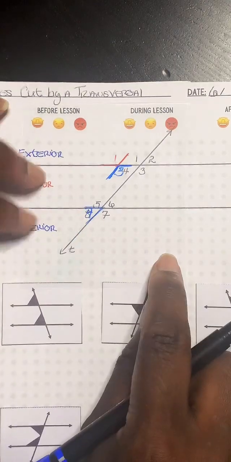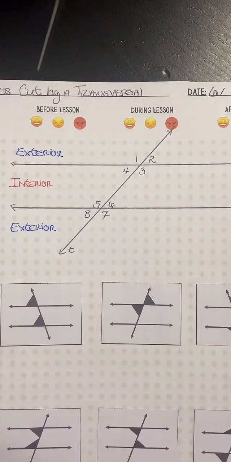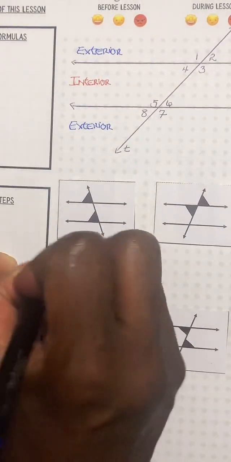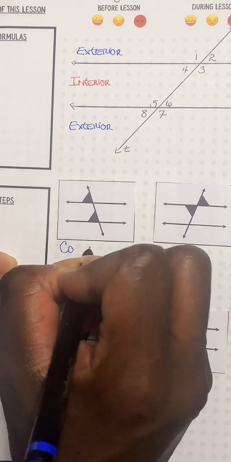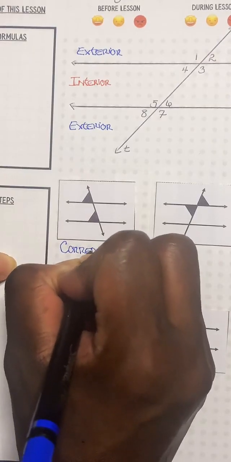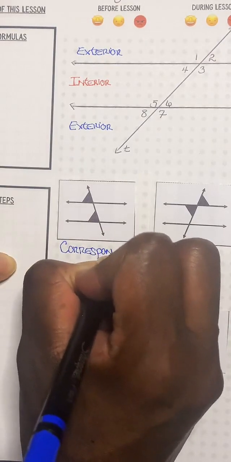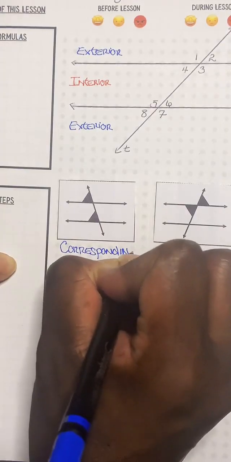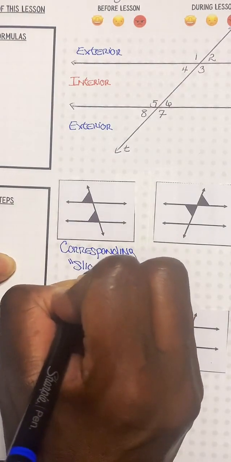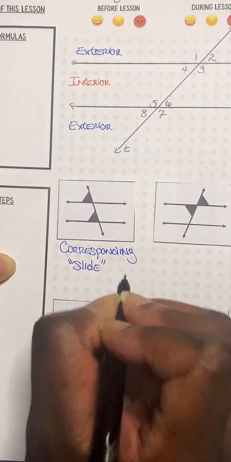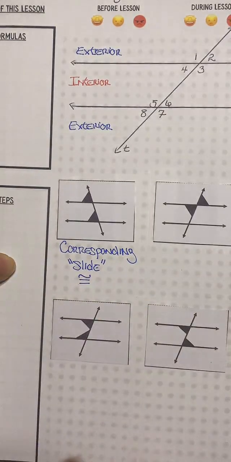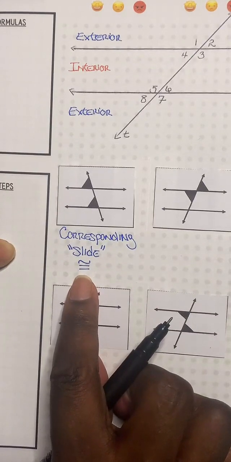All right, so we're looking for something that's going to give me the slide. So here they are. This is the corresponding angle. Corresponding angles basically slide, and they are congruent. Okay, that's the symbol of congruent.